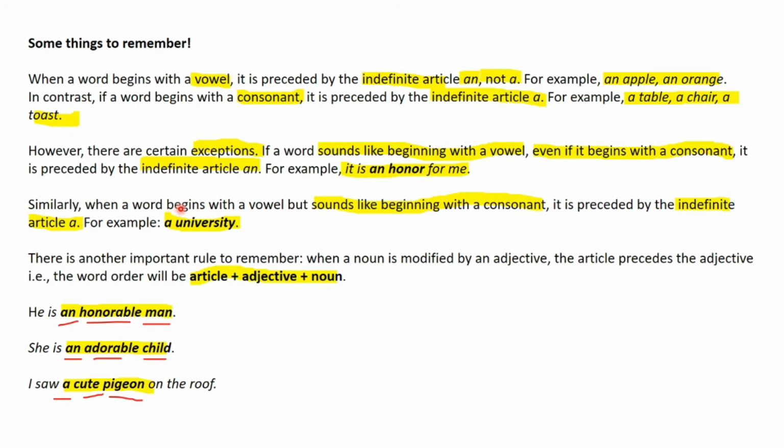The reverse is also true. When a word begins with a vowel but sounds like it begins with a consonant, we add the indefinite article a rather than an in front of it. As in this case, a university. Although U is a vowel, it begins with a consonant sound.